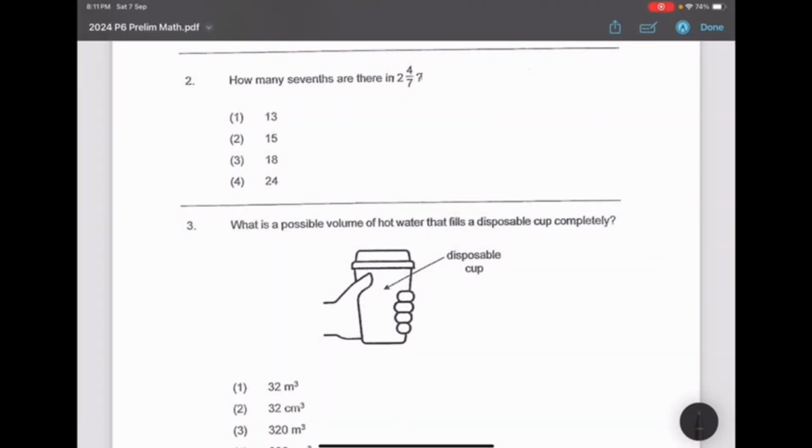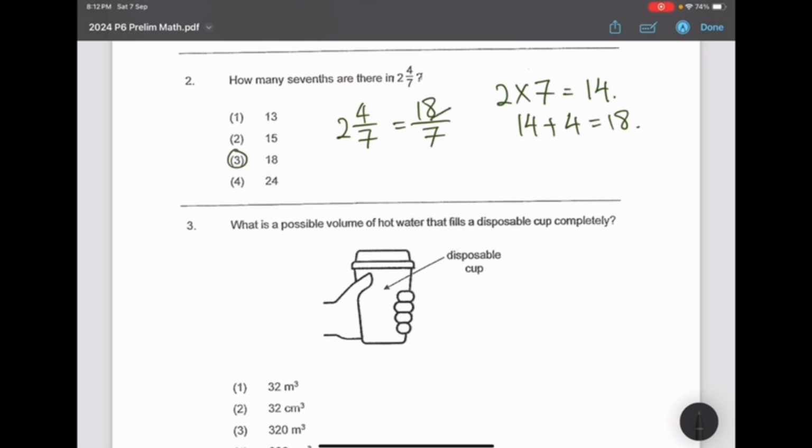Alright, moving right on to question 2. How many 7s are there in 2 whole 4/7? First thing we need to do is to change our mixed number into an improper fraction. How do we do that? First, we need to take the whole number multiplied by the denominator, which is 7 over here, and that would give me 14. Next, I want to add 14 to the current numerator, and I will have 18. So my improper fraction will be 18/7, and this 18 is the answer for question number 2.